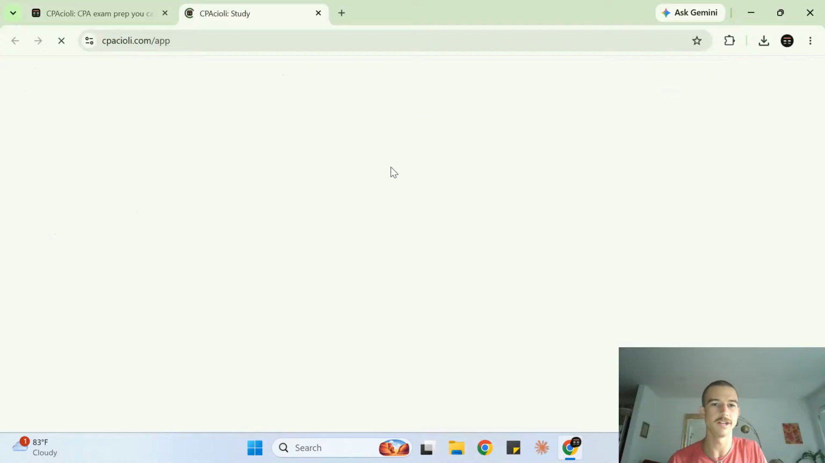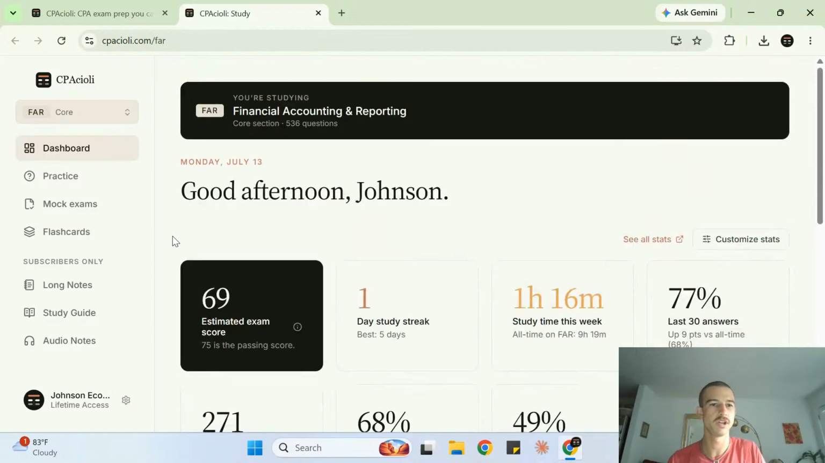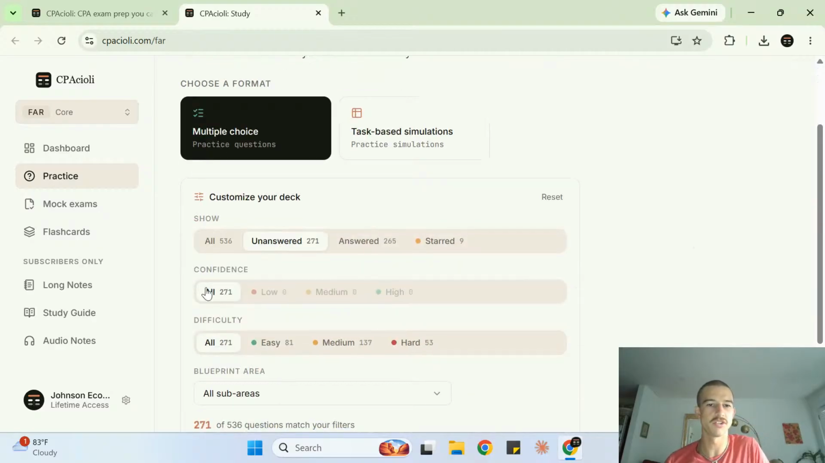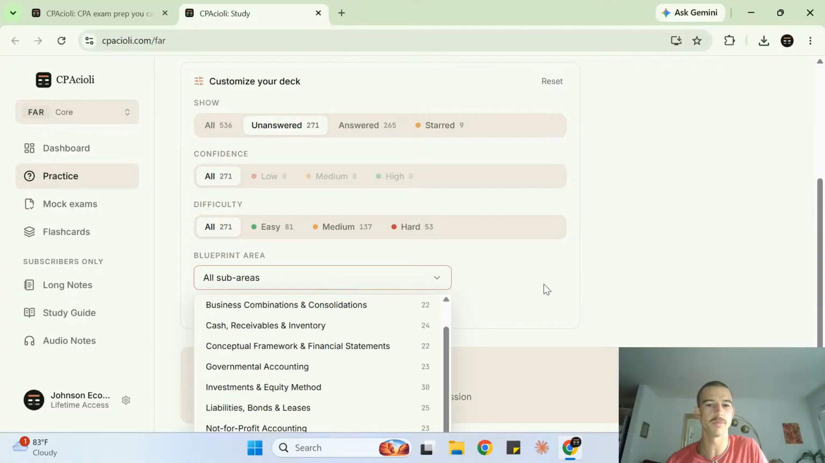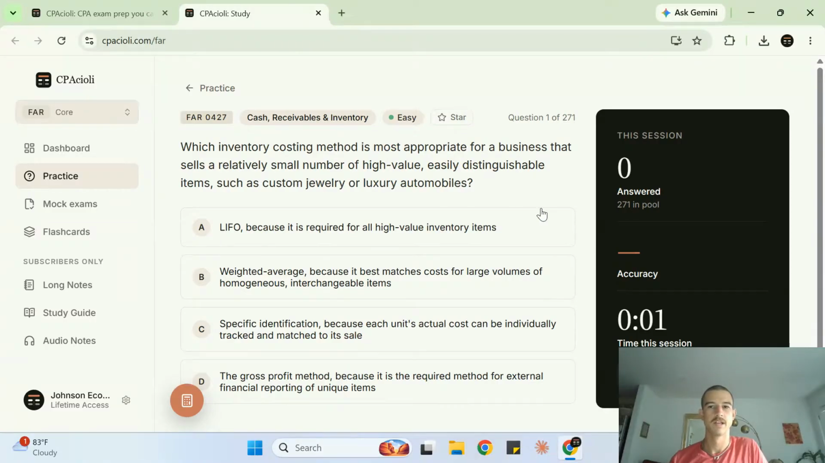So we click sign in here. And loading screen, taken to this. These are the stats that you can see here. We're going to go practice, multiple choice questions, unanswered, all confidence levels, all difficulty levels, and all sub areas. Here are the sub areas. And let's begin. So we'll do around 30 of these. I'll try to get around an hour, not too long, not too short for y'all, just little sessions. So, yeah, feel free to follow along. Let me know in the comments if you have any questions, and let's get into it.